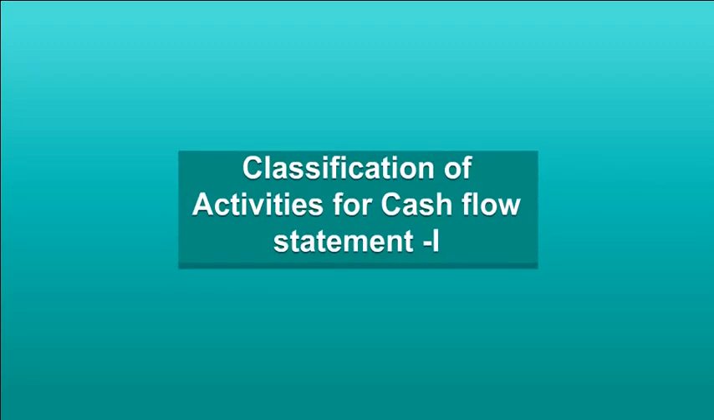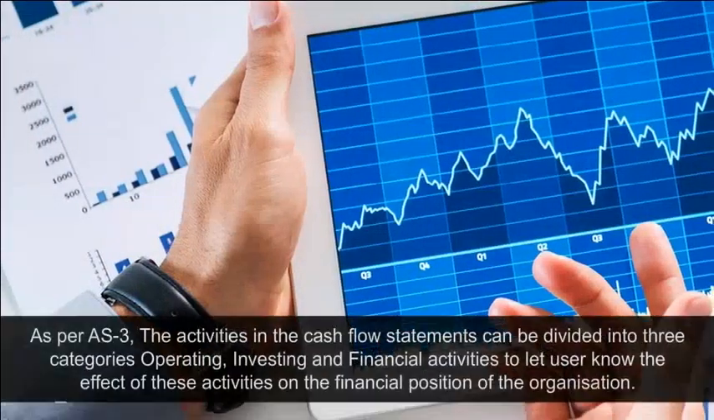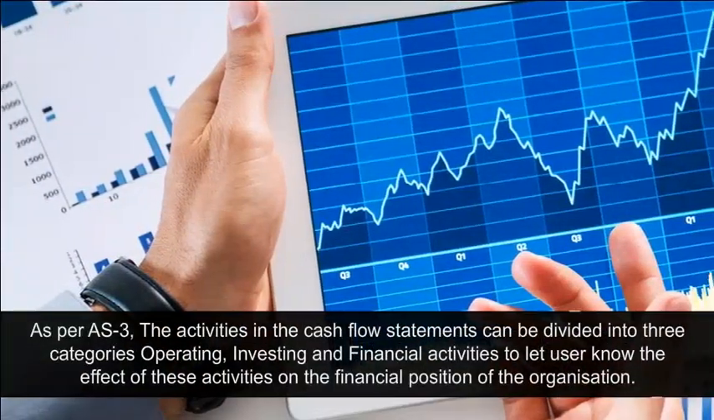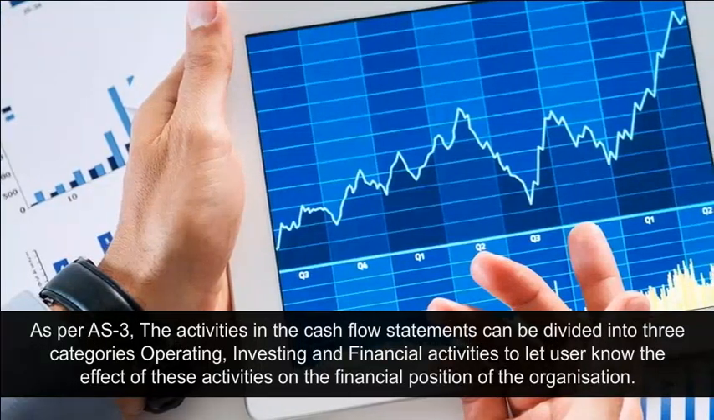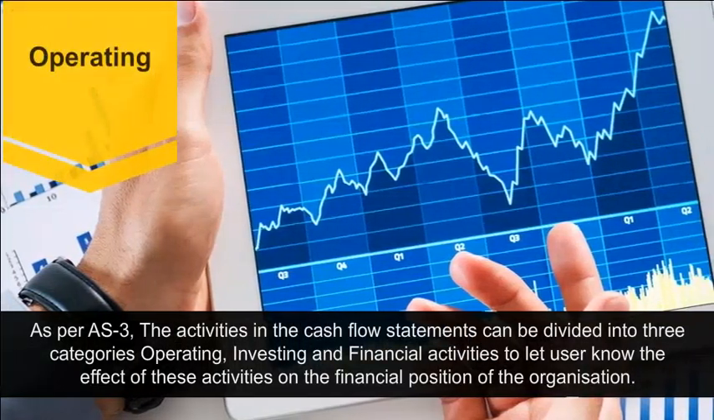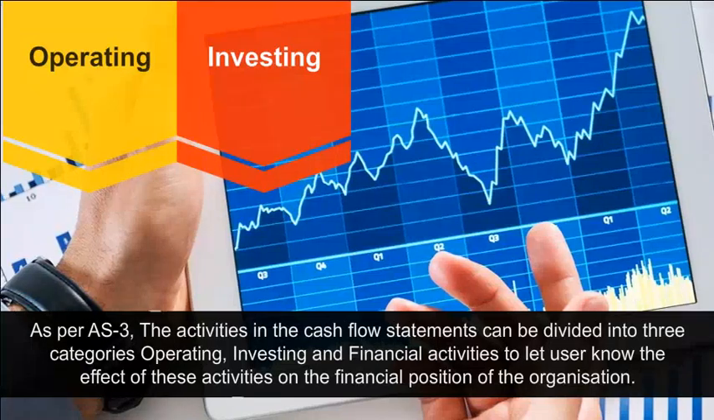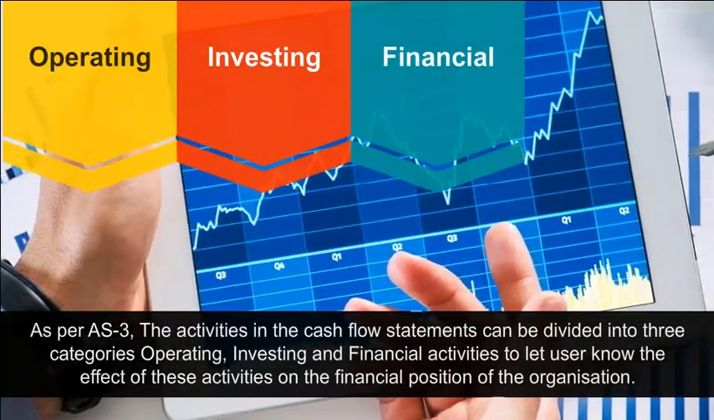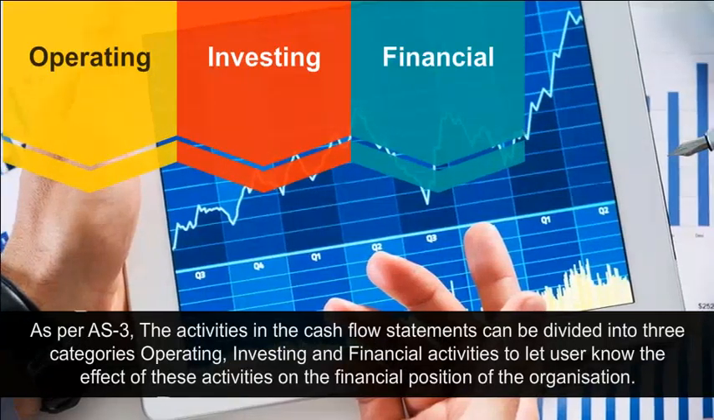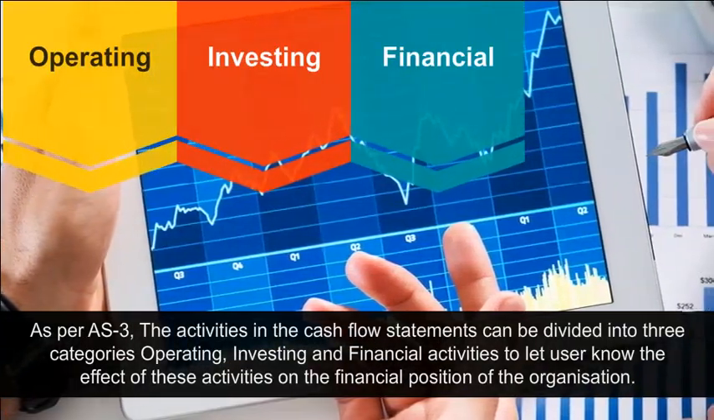Classification of activities for cash flow statement. As per AS 3, the activities in the cash flow statement can be divided into three categories: operating, investing, and financing activities. This lets users know the effect of these activities on the financial position of the organization.